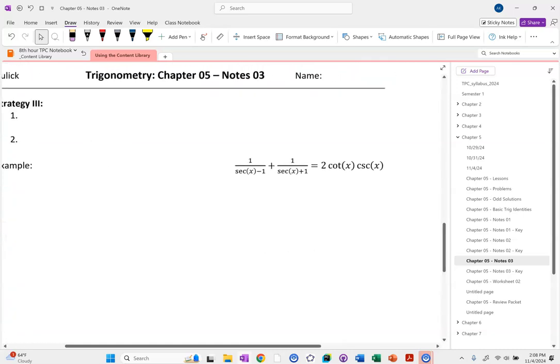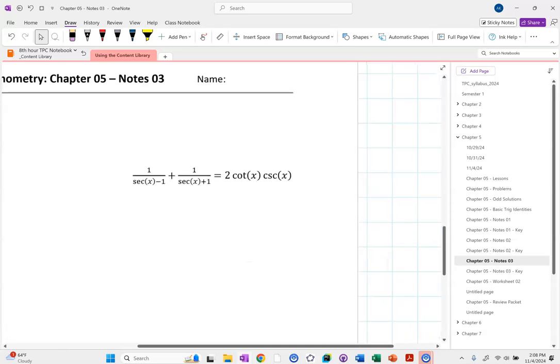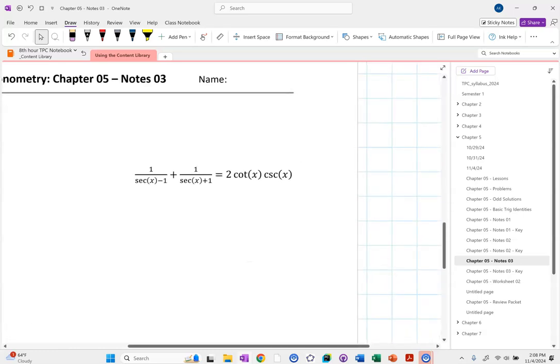Okay, all right, which side do you think we should work, left or right? Left. I agree. What do you want to do first on that left side? Combine like terms, so multiply, so we can get the same denominator. Oh, okay, make a common denominator. Great. What should I multiply the first fraction by then? Secant plus 1. Great. And what about the second fraction? Secant minus 1. Great.